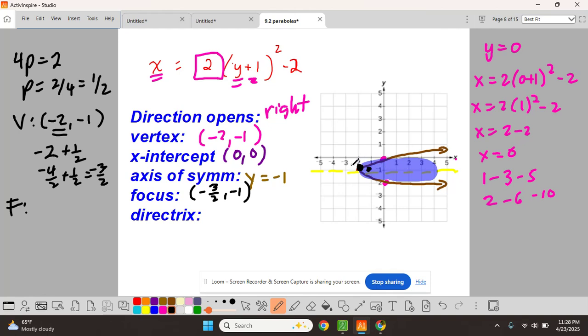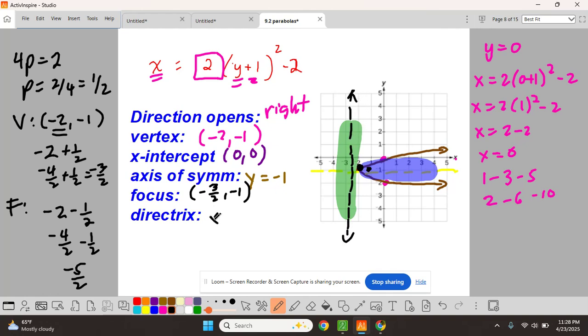While my directrix is right behind it, somewhere right on this side there. But I know it is half away to the left of the h of my vertex, which I know is -2. I'm going to subtract 1/2 because I'm going to the left. So that is -4 over 2 minus half. That tells me it's -5 over 2, somewhere like 2.5. So this is approximately my directrix, which is x is equal to -5 halves. And there you go. That's how you graph a parabola from a vertex form.